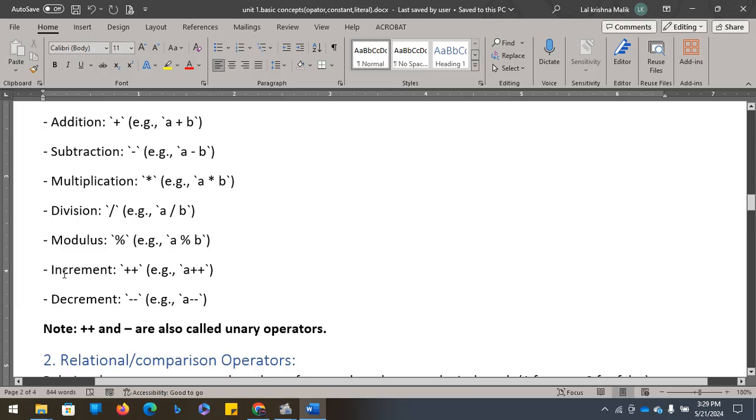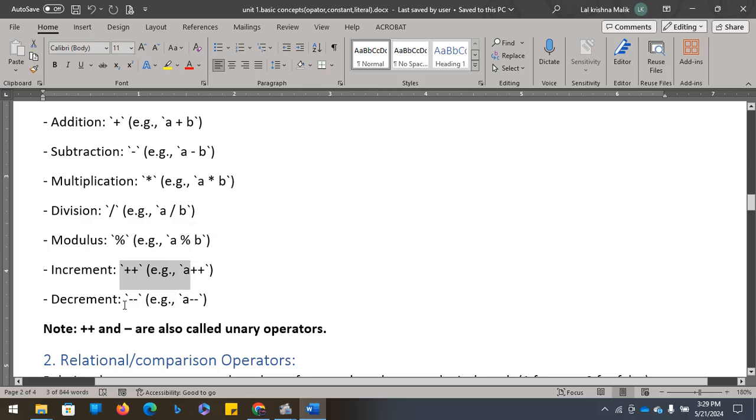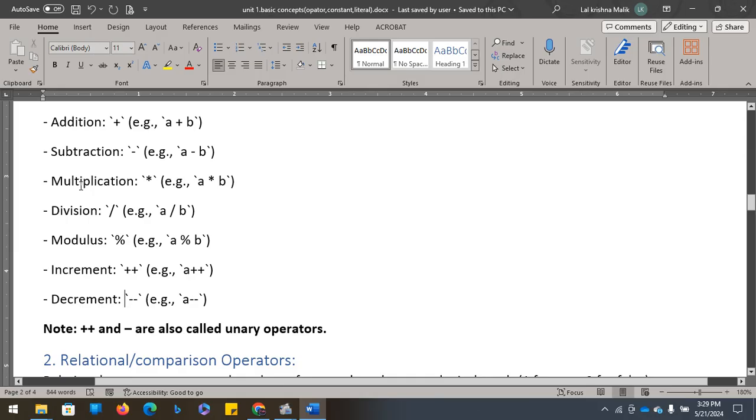Increment and decrement are also operators. They change the value by 1. If you use plus plus, it increases the value by 1. If you use minus minus, it decreases the value by 1. In detail about these all, let's see with the program.